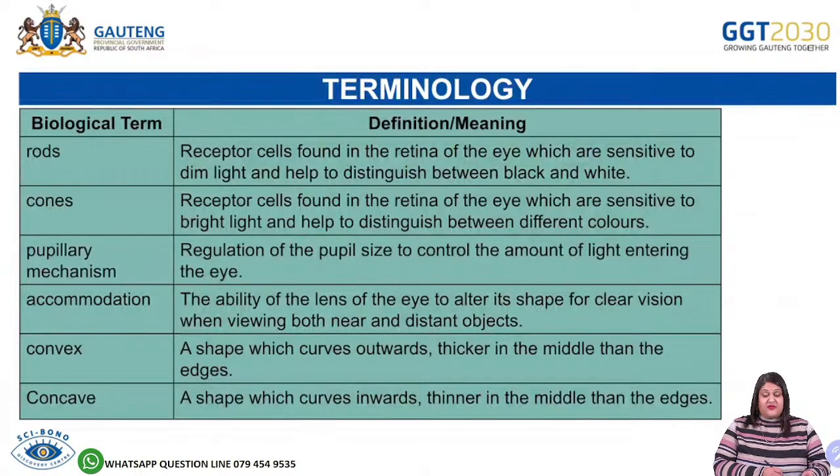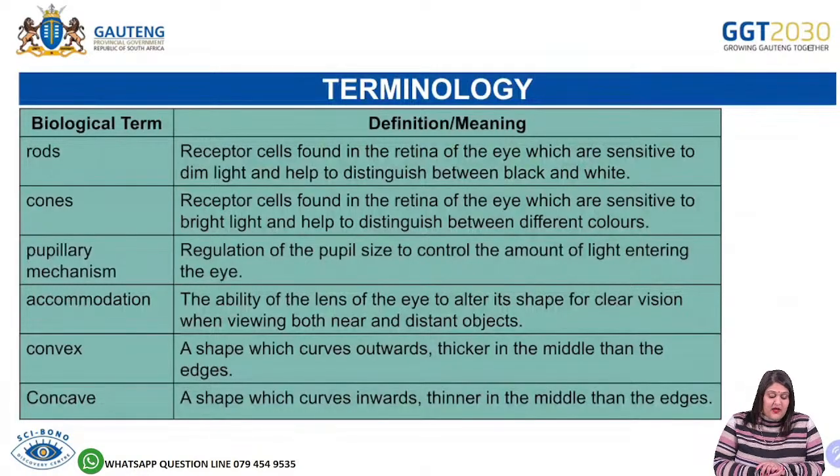So we have our terms. We always say in Life Sciences, it's very important that we do our terms. There are many terms, and there are many structures in the eye. I couldn't mention all of them here, but they could actually ask you those terms as well. But the main ones I want us to focus on are rods, cones, pupillary mechanism, accommodation, convex, and concave, because these are words that learners often get confused about, and there are also ones that are commonly asked and ones that they need to understand in order to understand everything we're doing with the human eye.